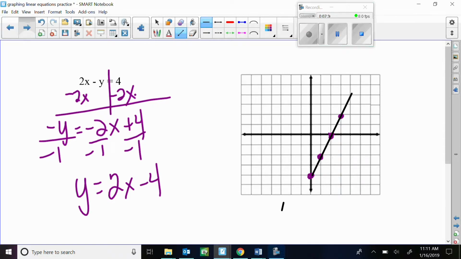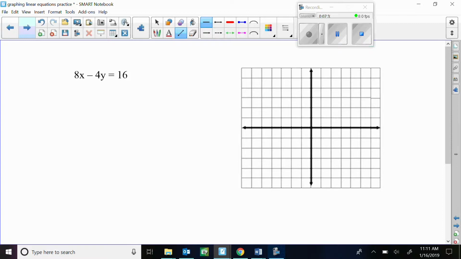All right, so this is going to be our last one. I'm going to show you 2 different ways to solve this. The first way is to find the x and y intercepts. Then I'm going to show you how to solve for y. Actually, I'll show you how to solve for y first, and then I'll show you the x and y intercepts. So the first thing I'm going to do is just solve for y. How do I get y all by itself?